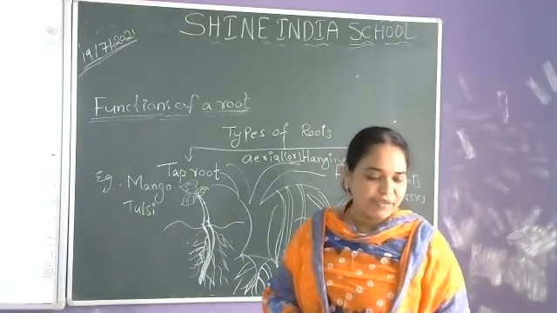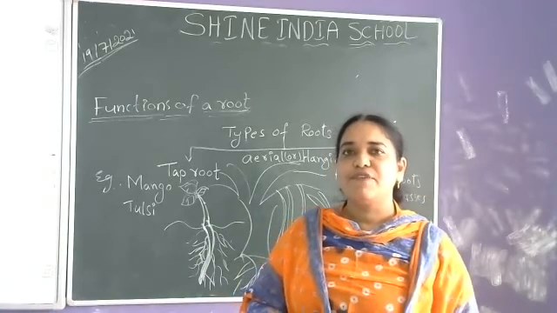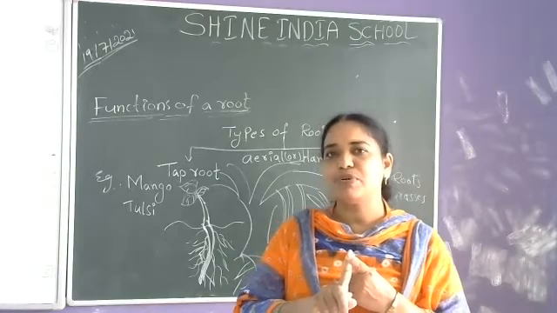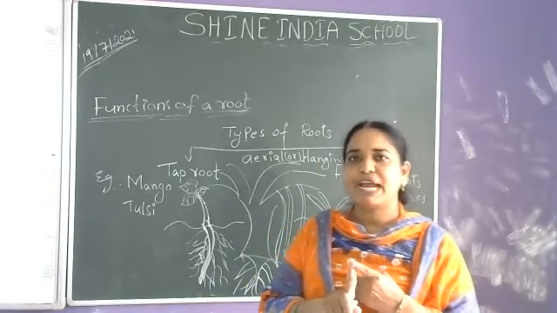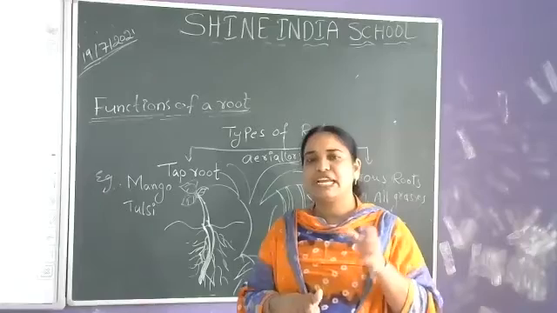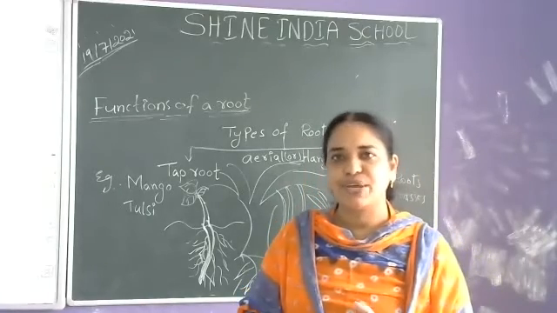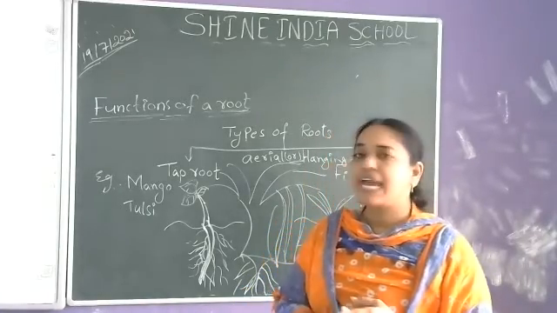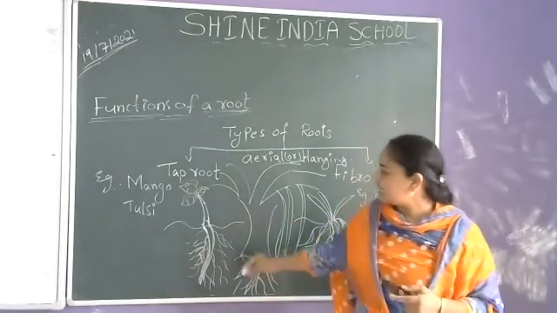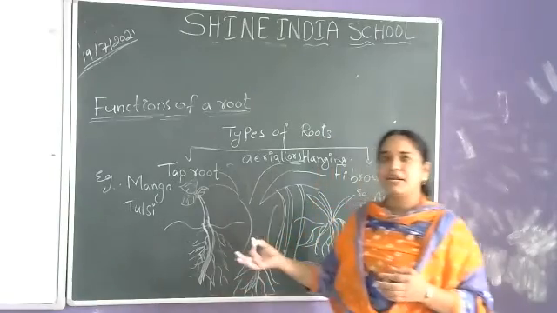Now let us repeat the functions of a root. What are the functions of a root? First, it fixes the plant. The root fixes the plant firmly in the soil; that means fixation. Second, the roots carry the water and minerals to the plant.